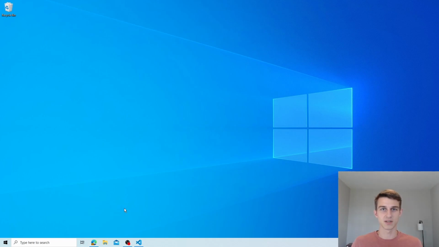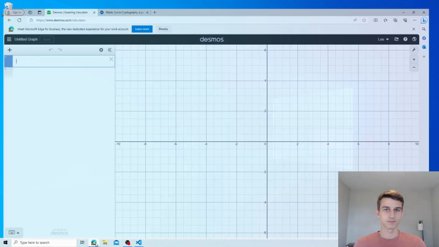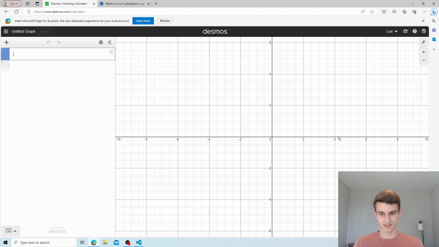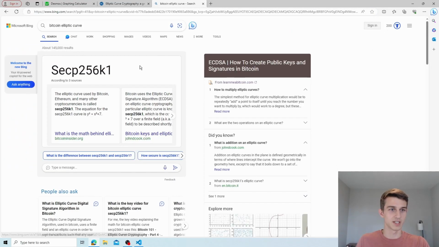I think the first piece that I want to dive into today is how do elliptic curves work and what is their importance in Bitcoin. So the first thing we'll do is I have Desmos up here, which is just a visual graphing calculator, where we will plot an elliptic curve, specifically the one that Bitcoin uses. Find the formula for this. This is what it's called.